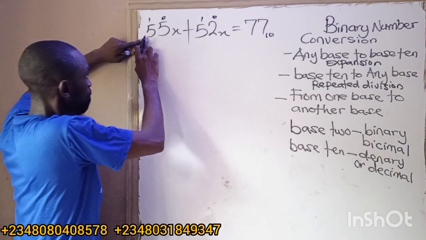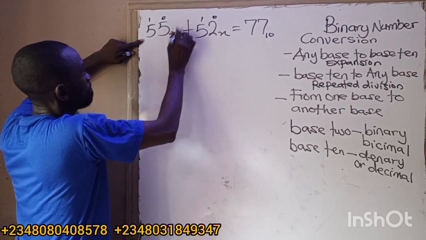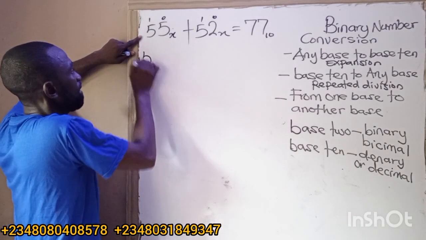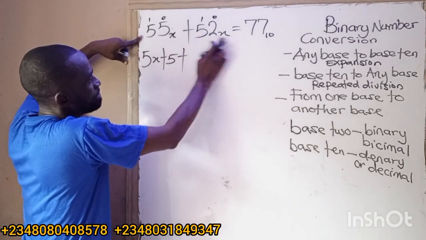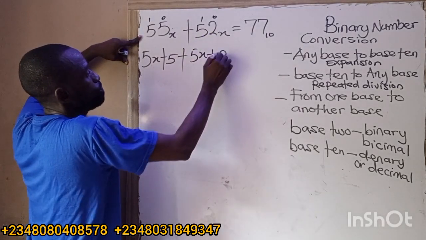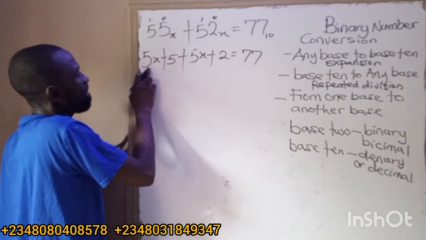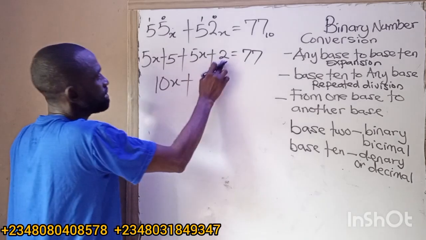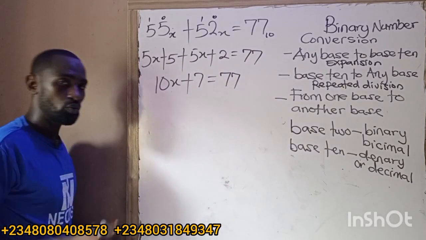So we say 5 times x. This is the base. So 5 times x is 5x plus 5. Then plus 5 times x, 5x plus 2. So I have 5x plus 2 is equal to 77. 5x plus 5x, 10x plus 5 plus 2 will give us 7, because it equals 77.